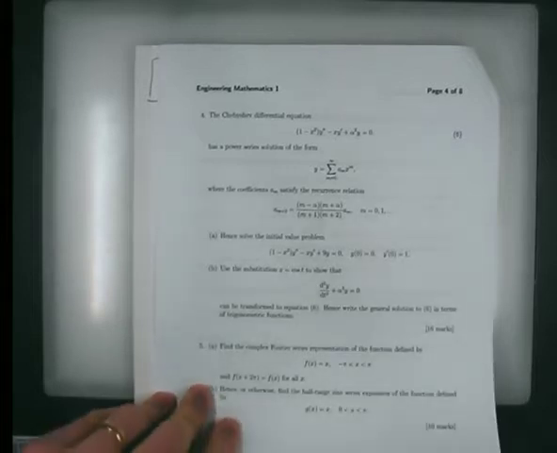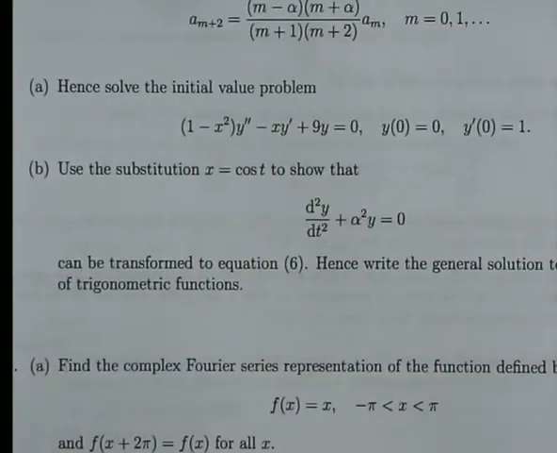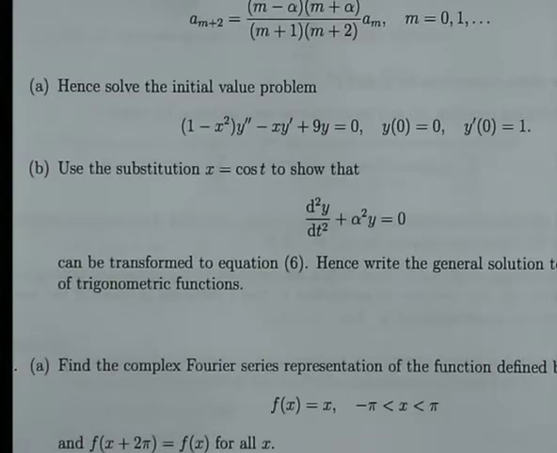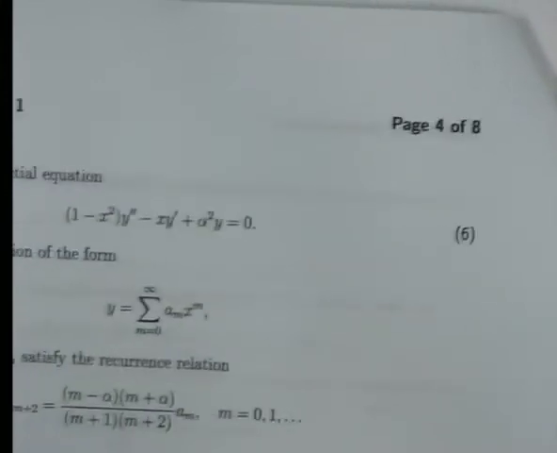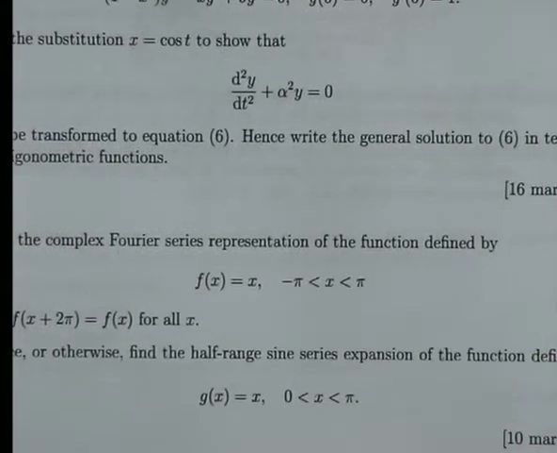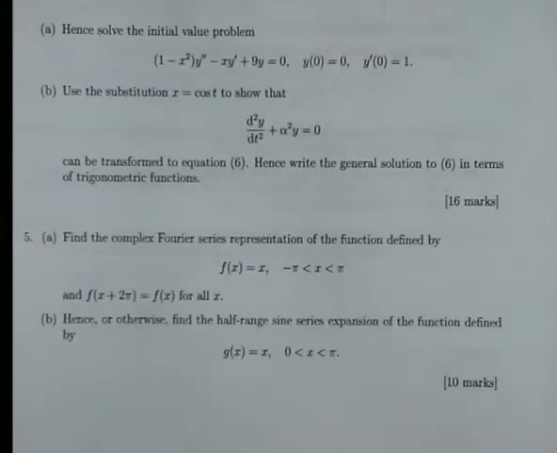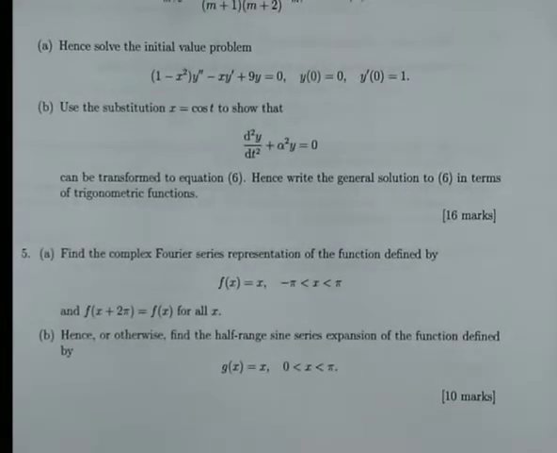Right, so this is it here. Use the substitution x equals cos t to show that this can be transformed to equation 6, which I presume is this equation. No. That equation. Okay. Hence write the general solution to 6 in terms of trig functions. Okay. All right.